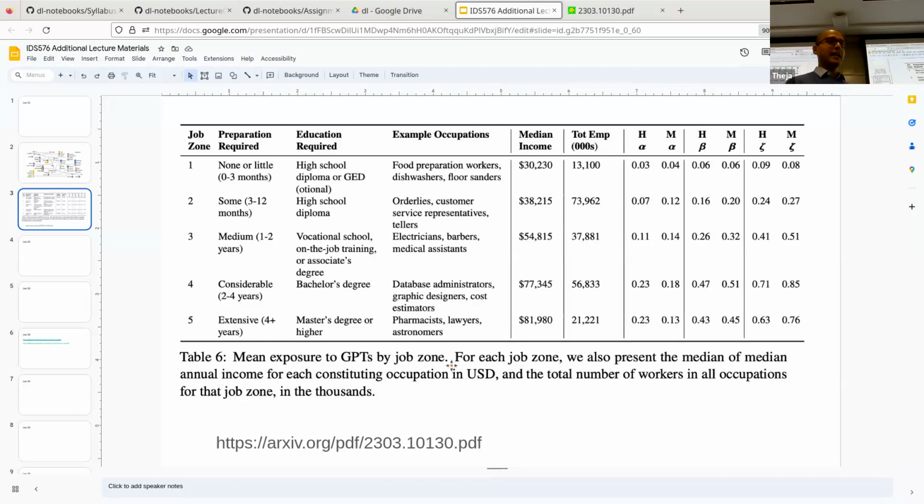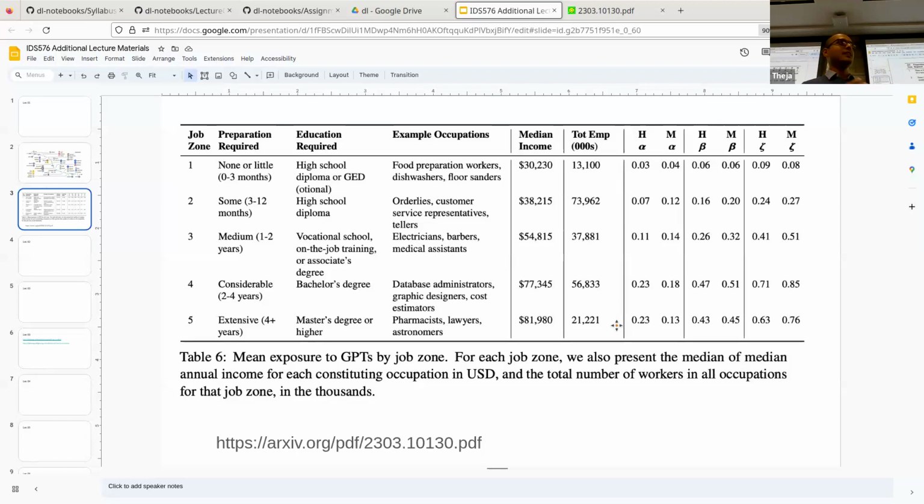They represent the median annual income for each constituting occupation. And they have some numbers. I think I've not explained what these are. These are supposed to be exposure numbers. There's a definition there, but basically they have ordered it in terms of what preparation is needed for different types of jobs, and what education is needed. Up to this column, total number employed is just data.